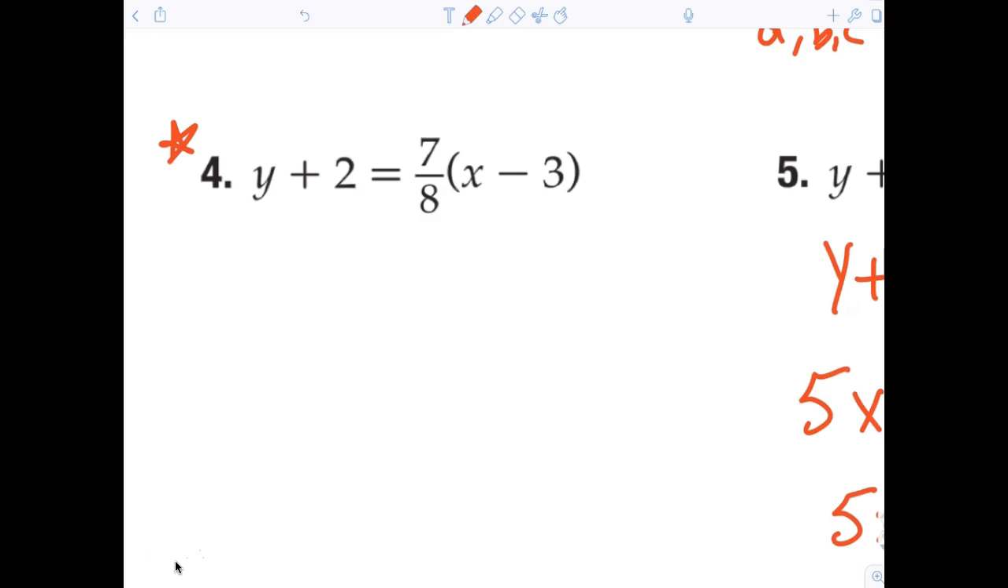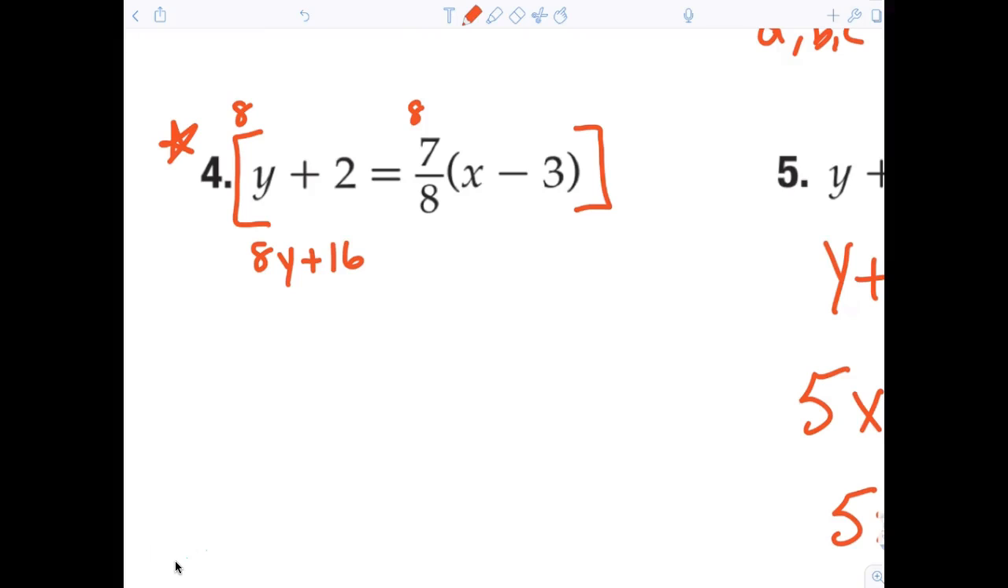Multiply by 8. So now please watch what I'm doing. This is kind of what I'd like for you to write down. I'm multiplying everything through by what? 8. Right? So I'm multiplying the left side by 8 and the right side by 8. Now if I multiply the left side by 8, what do I get? Everybody agree with 8y plus 16?